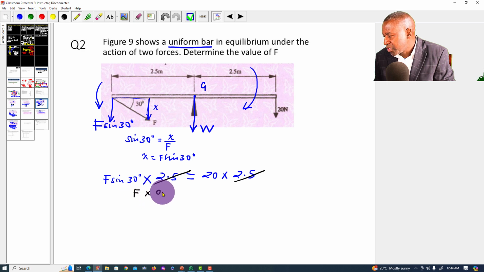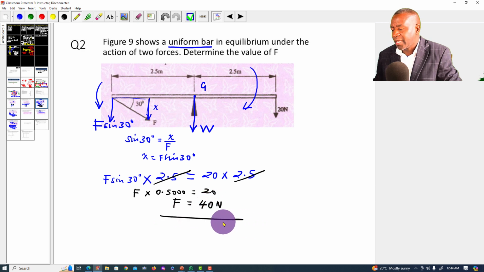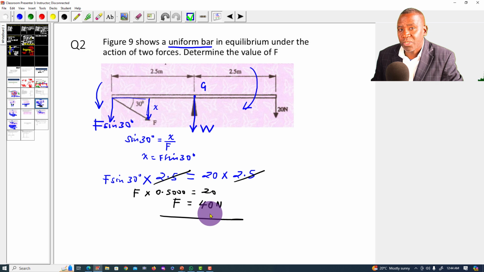Sine 30, if you check from your calculator, is 0.5000, or just 0.5, is going to be equal to 20, and you'll find that if you use your calculator well, you're going to get 40 newtons as the value of F. That is how you work out a question like that.